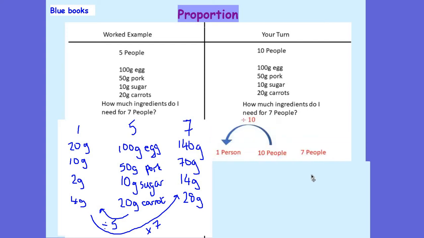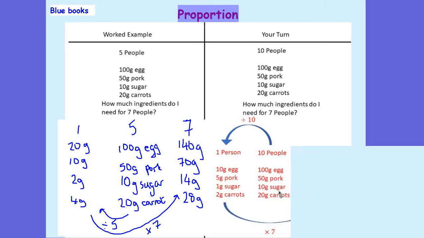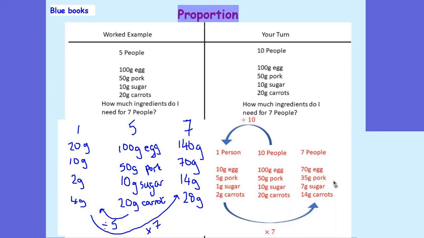Okay, these are the answers I was looking for. I've got 10 people. I need to divide all my ingredients by 10 to work out how much it is for 1 person, which gives me 10 grams of egg, 5 grams of pork, 1 gram of sugar and 2 grams of carrots. I then need to multiply that up by 7 to work out how much I need for 7 people, which gives me 70 grams of egg, 35 grams of pork, 7 grams of sugar and 14 grams of carrots. Can you make sure you've got this example written in your dark blue book nice and clearly for me?